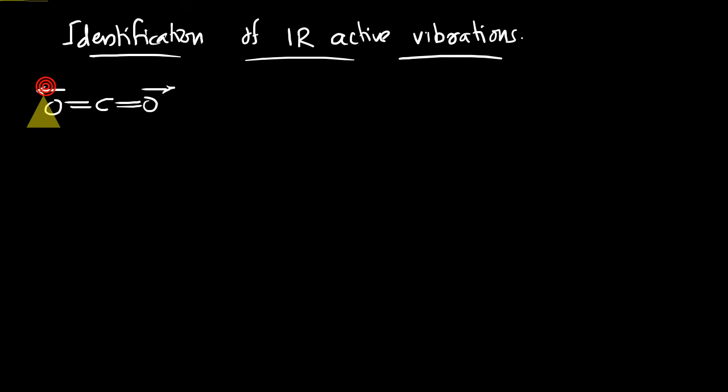This is called a symmetric stretching. It means both oxygen atoms are going away from the carbon atom simultaneously, and after they reach some extreme, they come back and move closer to the carbon after some time. So this is a vibration going away from the carbon simultaneously, coming closer to the carbon simultaneously. This is called the symmetric stretching vibration in carbon dioxide.